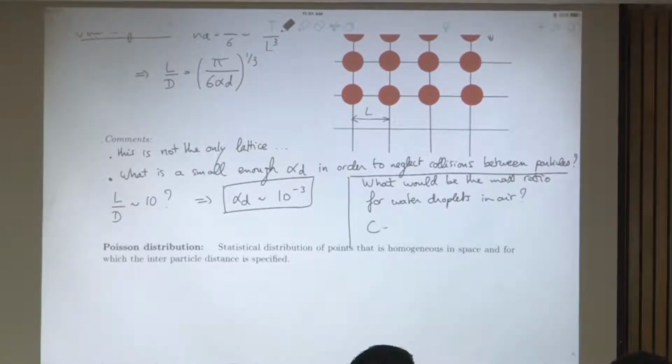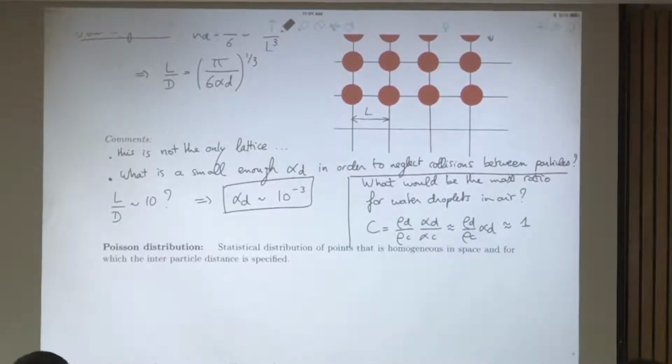So let me write this down. I think we wrote that as C on the previous page. So in this case, C would end up being rho of the drop over rho of the carrier times alpha of the drop over alpha of the carrier, which is approximately rho D over rho C times alpha D, which therefore would be approximately 1. Okay, 10 to the 3 times 10 to the minus 3.